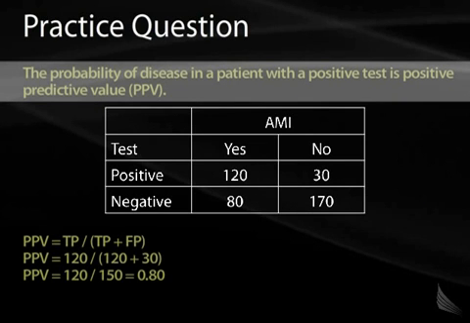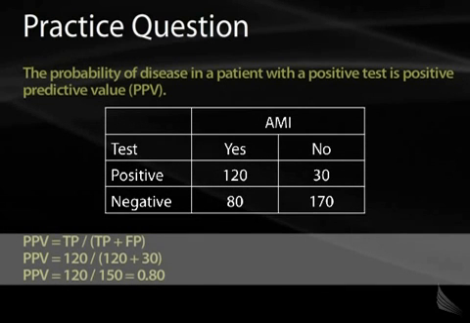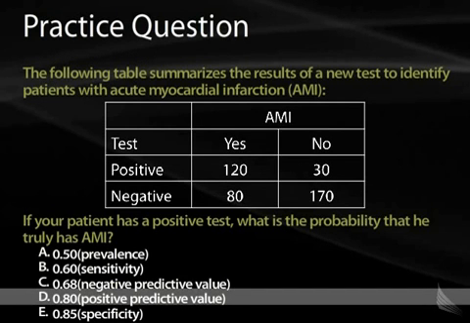You're faced with a positive test. How predictive is it? Well, we know we can compute the PPV by looking at the true positives divided by all of the positives. In this case, that would be 120 divided by all of the positives, which is 120 plus 30, or 150. This gives us a PPV of 0.8. So the correct answer here is 0.8.